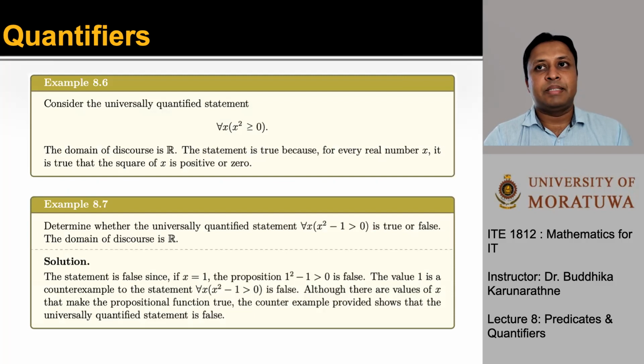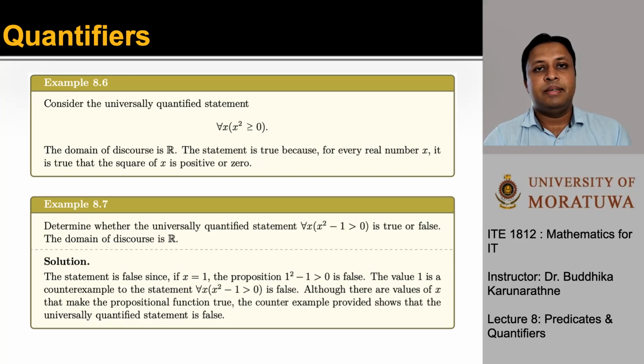Let's take some examples to understand this better. Consider the universally quantified statement for all x, x squared is greater than or equal to 0. In this case, we take the domain of discourse to be R, the real numbers. The statement is true because for every real number x, the square of x is positive or 0.